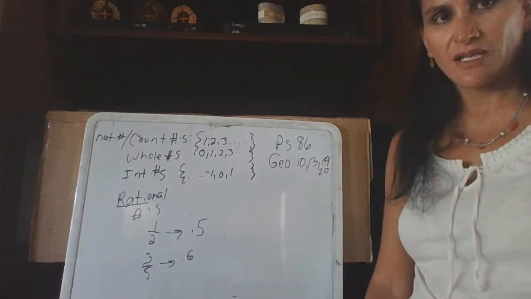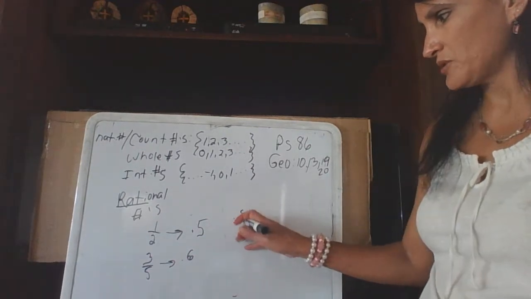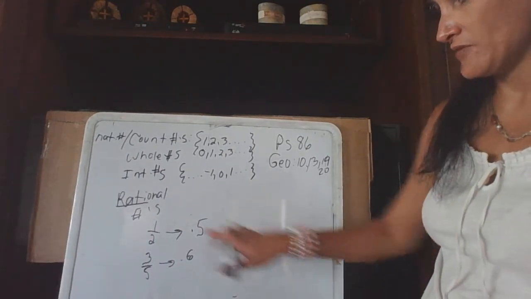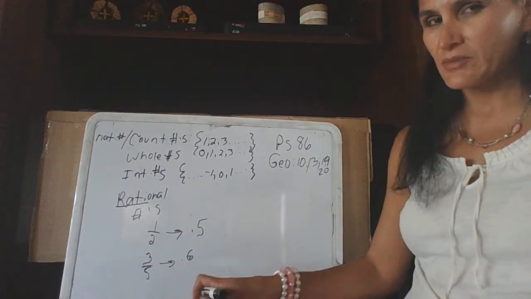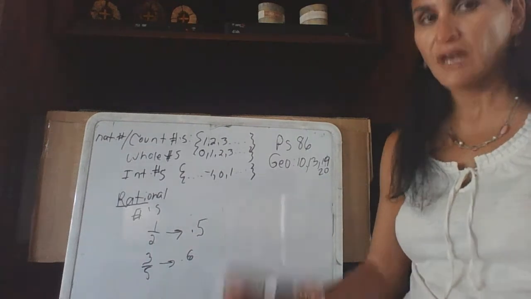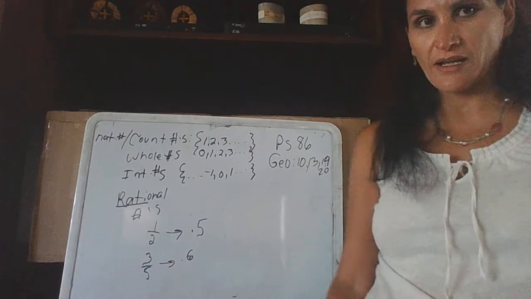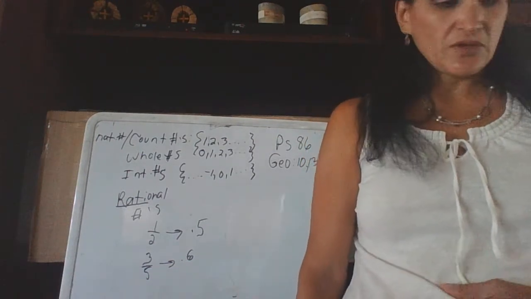Now we might look and think it can't be written over 1 because you can't put 0.5 over 1. That's true, but I can make 0.5 a fraction. So anything that can be written as a fraction is a rational number. It doesn't have to be over 1, it's any fraction. So yes, this is a rational number. So decimals are rational numbers.